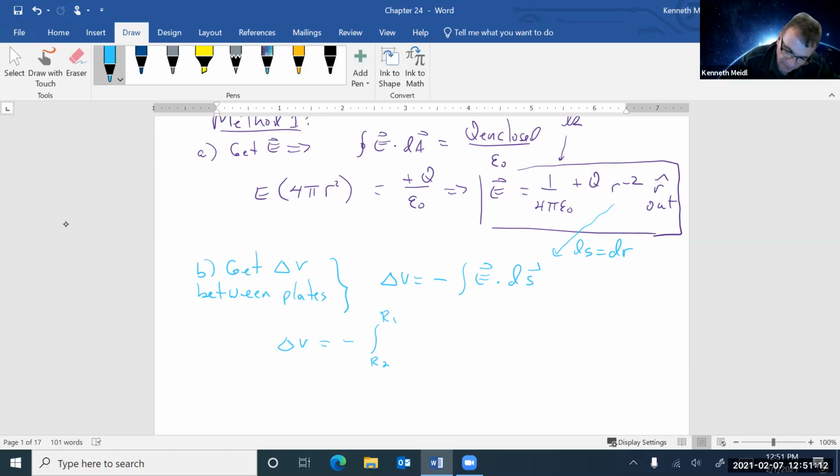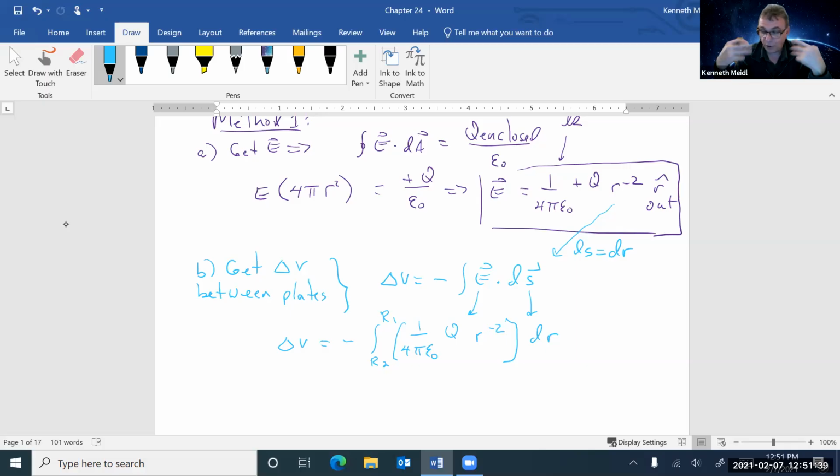Now I've got the electric field here. That's going to go in here: 1 over 4 pi epsilon naught, I've got Q that's enclosed, and I have r to the minus 2, right? So here is the electric field right there. So that's got to come in here. And then we have a dr, okay? And so Q is a constant once it's charged up, right?